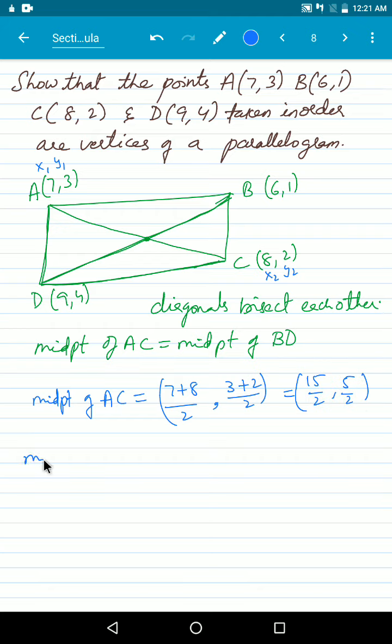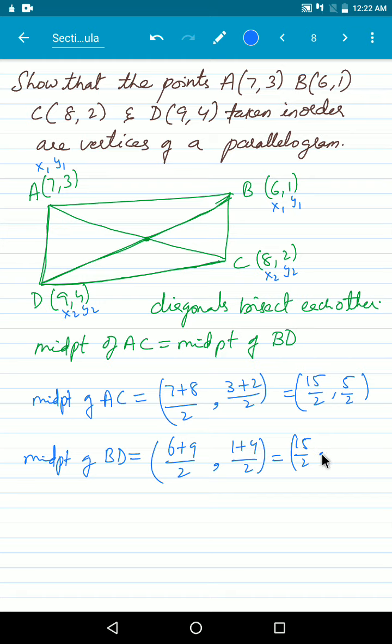Now let us find the midpoint of BD. Let us take this as x1 y1, this as x2 y2. We can take this as x1 y1 or this as x2 y2, it doesn't matter. So this is 6 plus 9 by 2 comma 1 plus 4 by 2. 6 plus 9 is 15, so it is 15 by 2, 1 plus 4 is 5, so it is 5 by 2. So here both coordinates are the same. That means the midpoint of AC is equal to the midpoint of BD. Hence, this is a parallelogram.